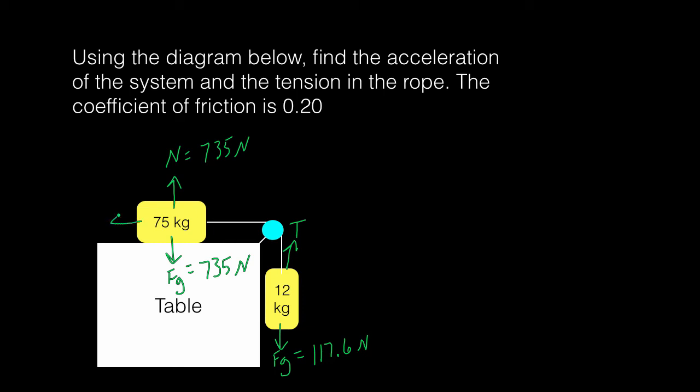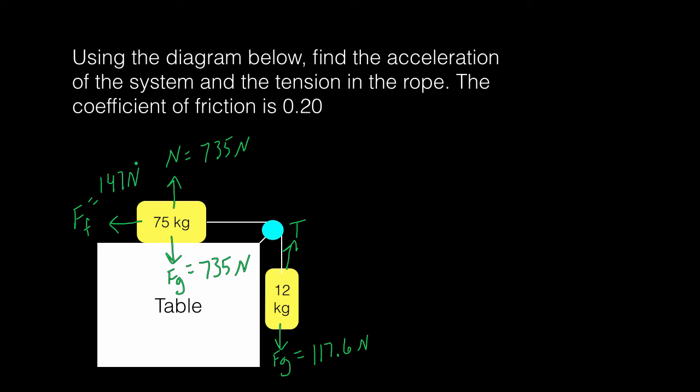And we know that we're going to have a force of friction here. And again, that's equal to the coefficient of friction times the normal force. And it told us in the problem that the coefficient of friction was 0.2. So when you take 735 times it by 0.2, I get that it's 147 newtons.